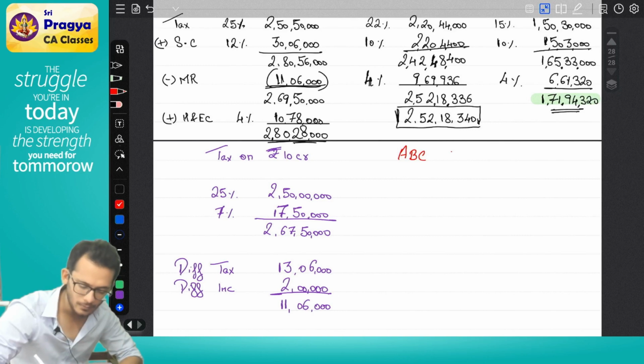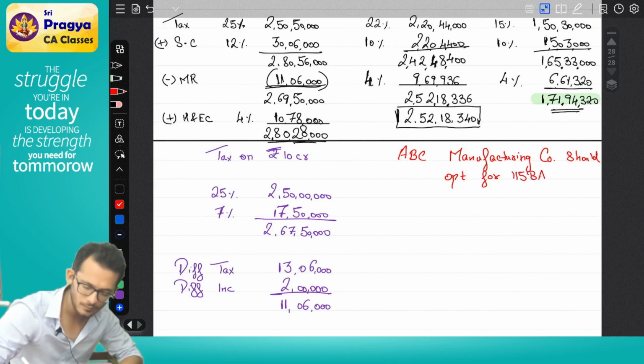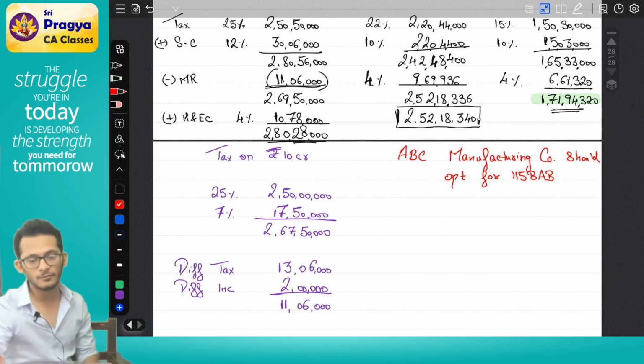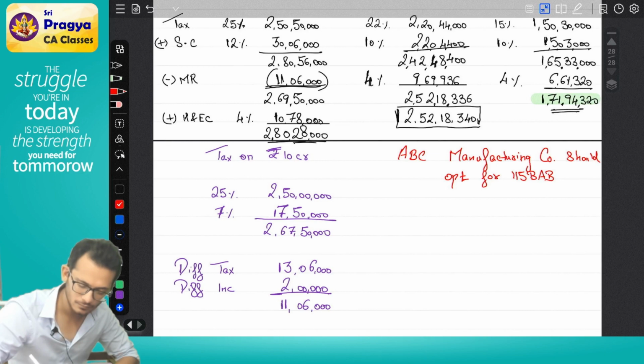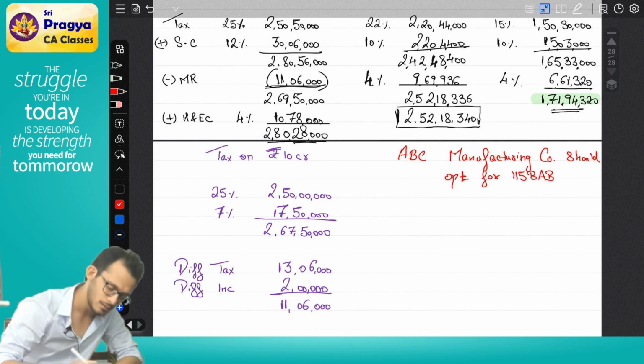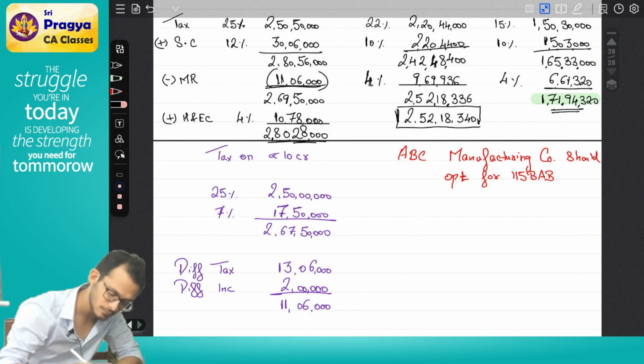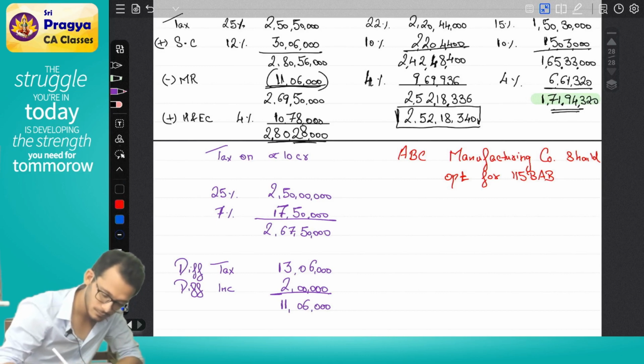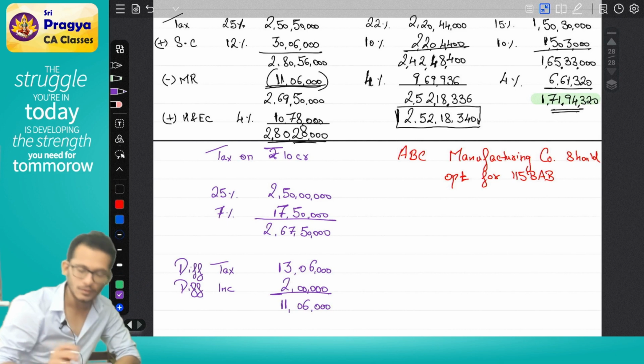ABC Manufacturing Company should opt for 115 BAB.